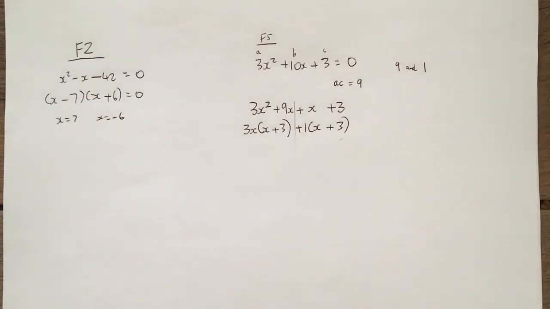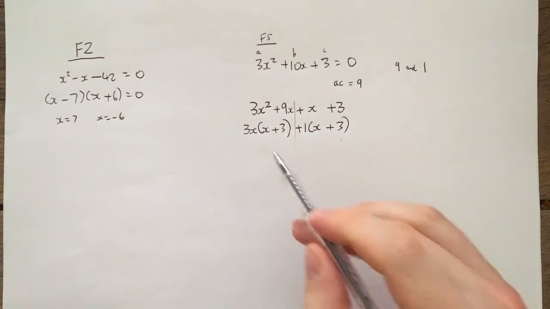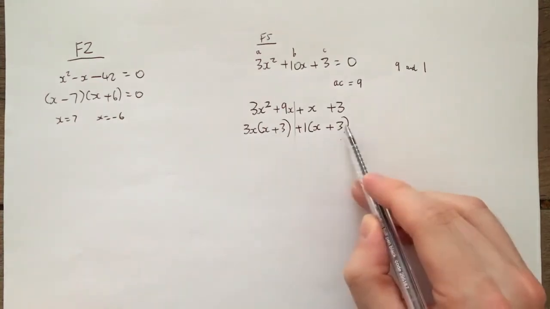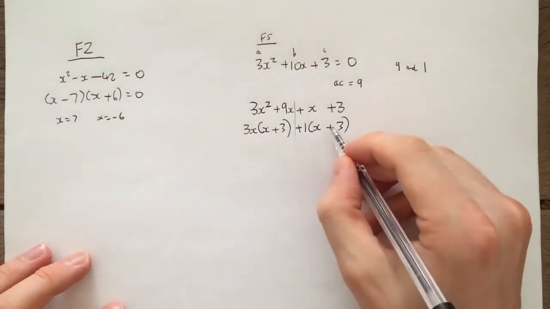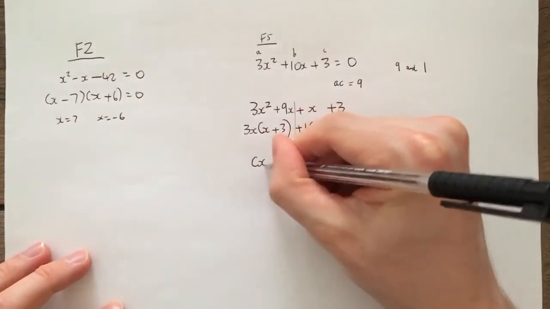Now, this is where you know you're right. This is where you know you're lucky, because both the expressions in the brackets are the same, and that's exactly what we want. That proves that what we're doing is correct. So one of our factorized brackets is going to be x plus 3.